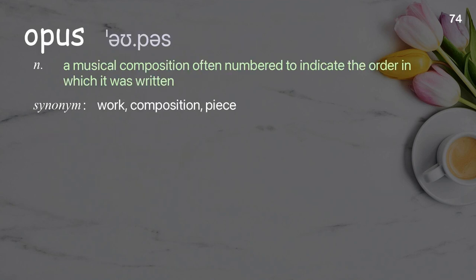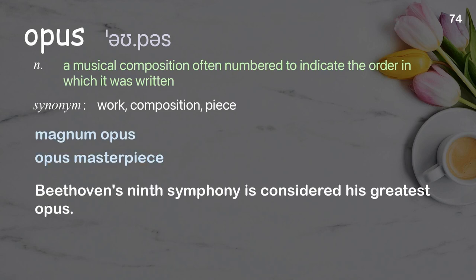Opus: a musical composition often numbered to indicate the order in which it was written. Examples: magnum opus, opus masterpiece. Beethoven's Ninth Symphony is considered his greatest opus.